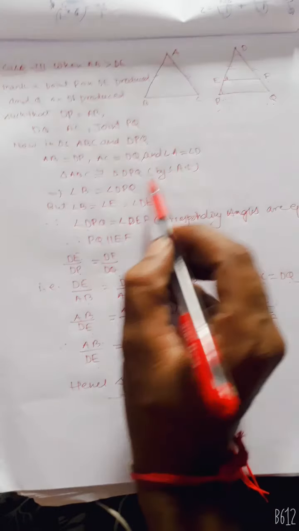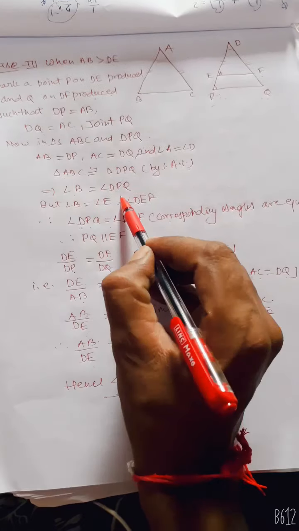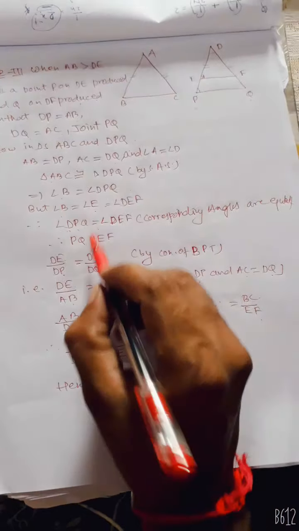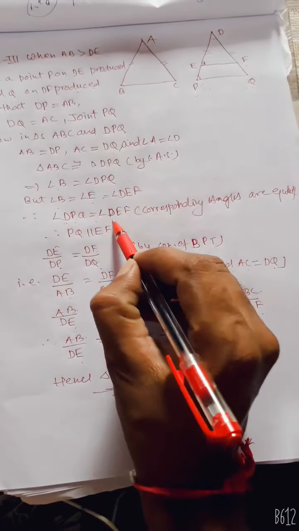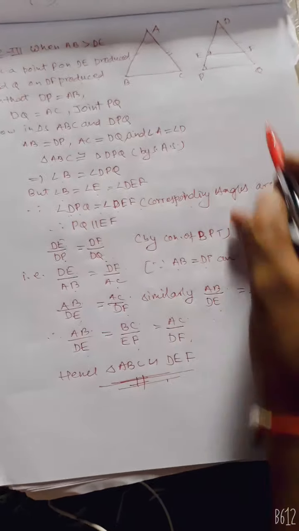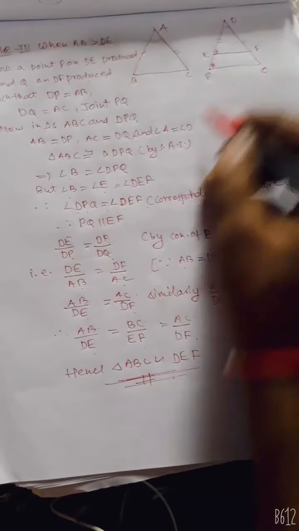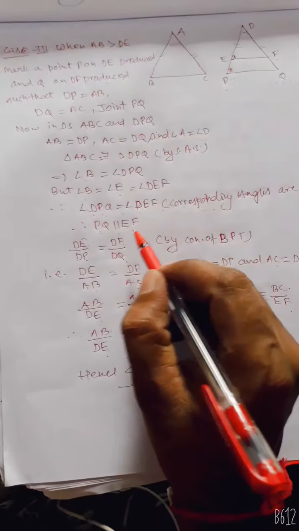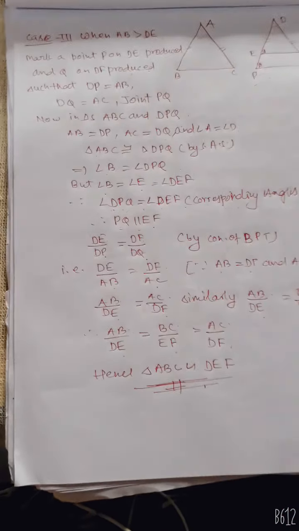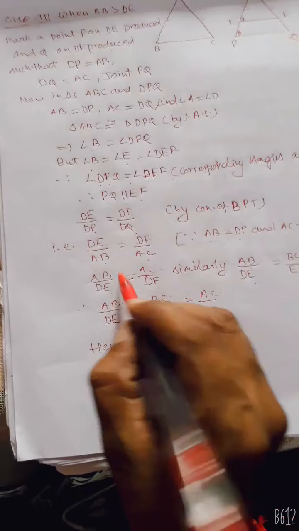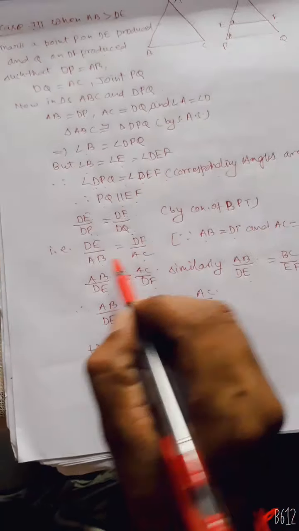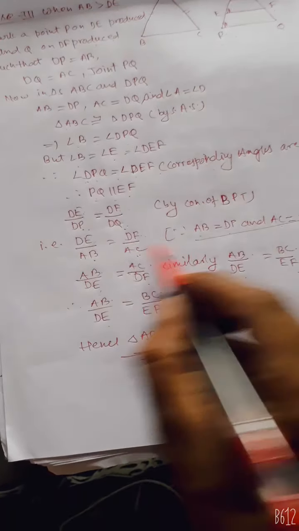Once they are congruent, we can say angle B equals angle DPQ, but angle B is given equal to angle E. So we can say angle DPQ equals angle DEF, corresponding angles are equal. That is, these two angles are corresponding angles. So we can say PQ is parallel to EF. Once they are parallel, we can say by the converse of BPT, DE upon DP equals DF upon DQ. In place of DP and DQ, we write AB and AC because they are the same, so we can write DE upon AB and DF upon AC.